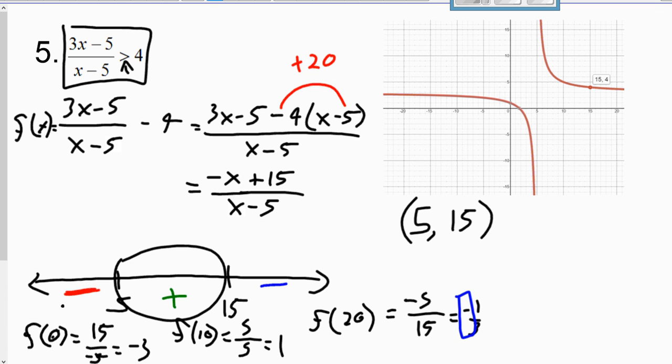And I can see on my graph, when is it greater than 4? It's less than 4 here, so that's not part of my solution. And I can see from 5 to 15, I'm going to be greater than 4. So that was part of my solution. And then here, again, it drops down, and I'm going to be less than 4. So that's not part of my solution.